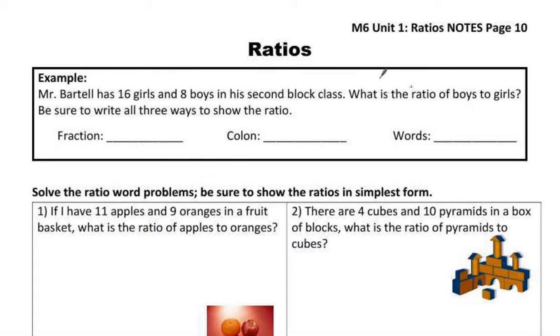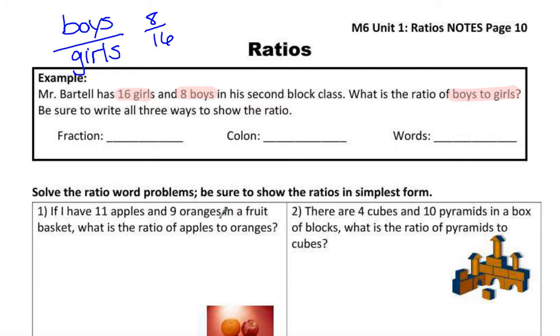So it's asking for what is the ratio of boys to girls. And remember, order matters when you're doing these. So there are 8 boys and there are 16 girls. So our ratio we're setting up is boys over girls. And I always find it helpful to write it in words first. There are 8 boys and 16 girls. So if we set it up like that.